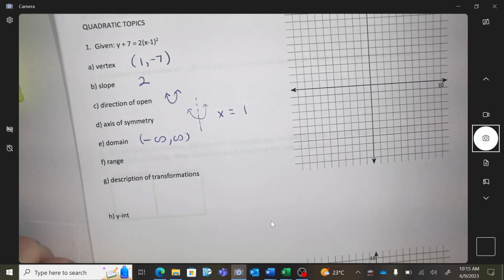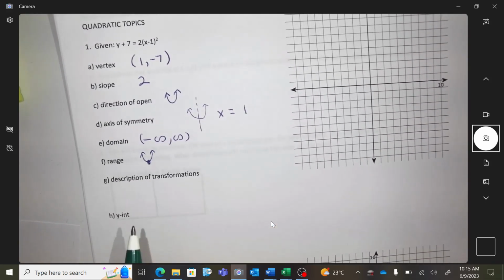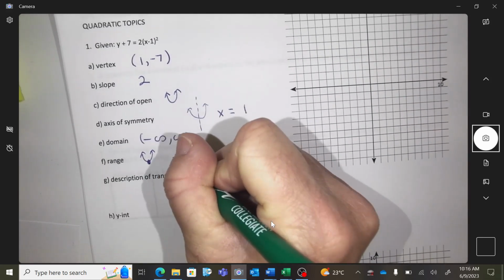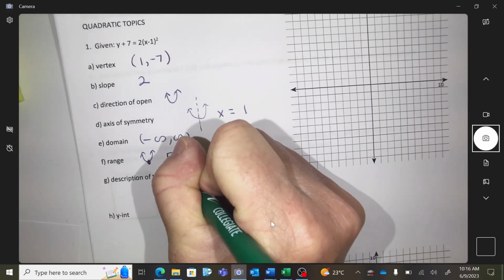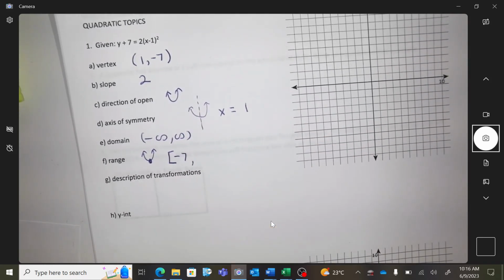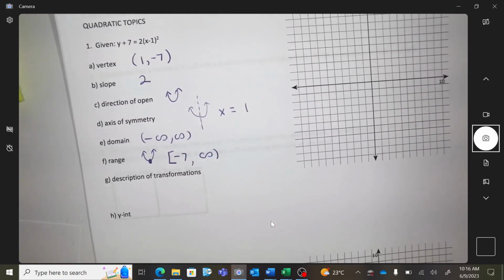And the range. So remembering that it opens up. So what's the lowest height is something. What do I get to on the bottom there as a height? Negative 7 with a hard square bracket to the highest infinity, right?